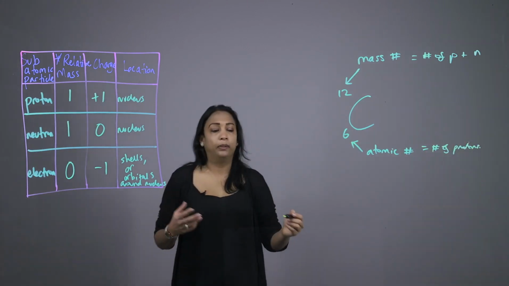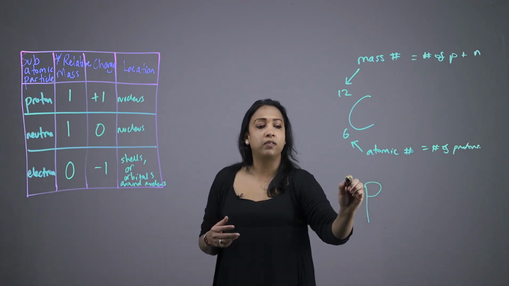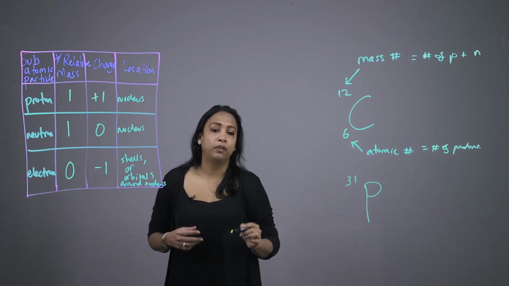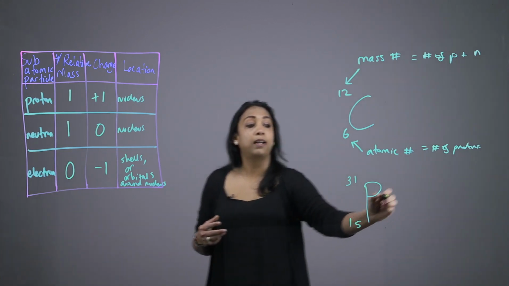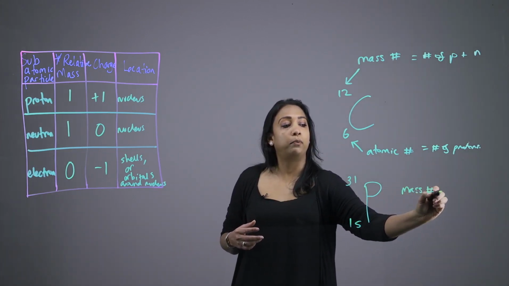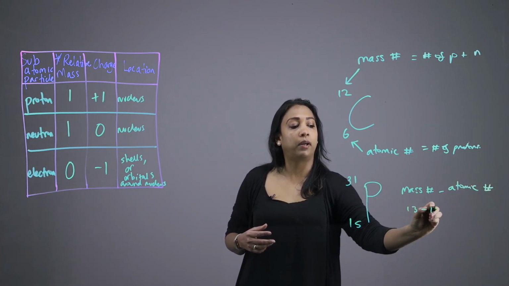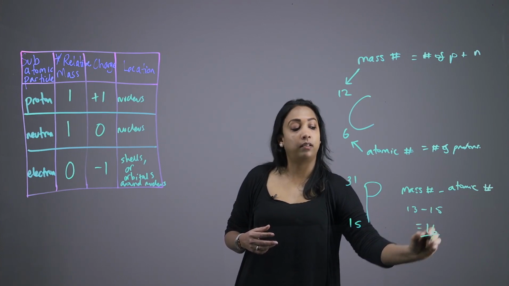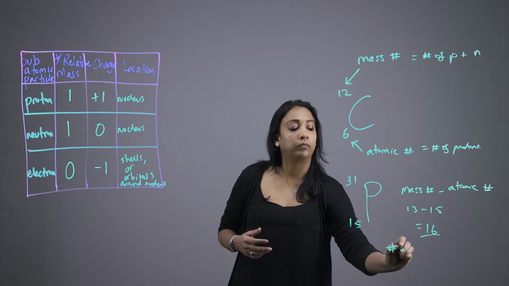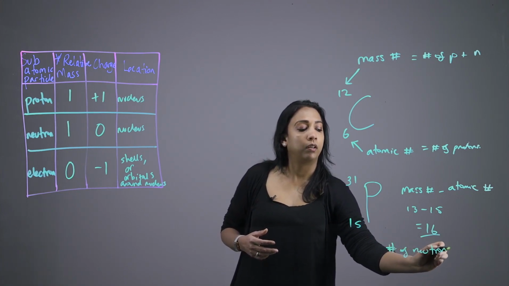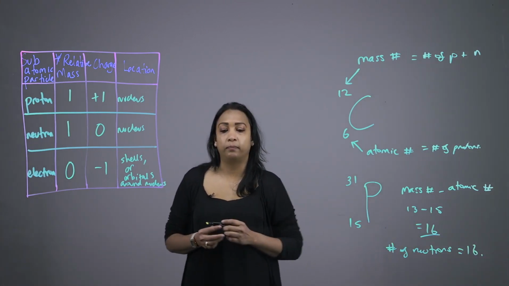We can look at another example to exemplify mass number and atomic number. We can use phosphorus. Phosphorus has a mass number of 31 and an atomic number of 15. If we take the mass number and subtract the atomic number, 31 minus 15, we get 16. So 16 is the number of neutrons in the nucleus of a phosphorus atom.